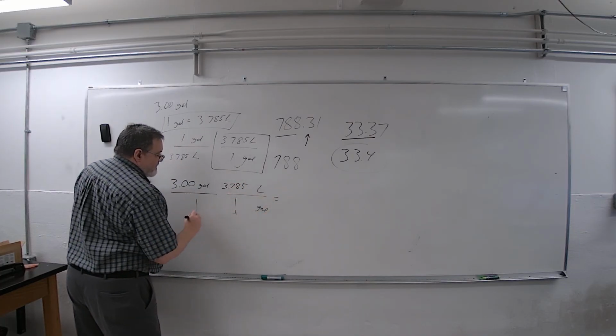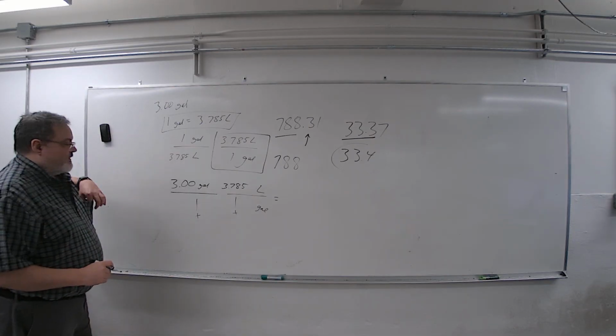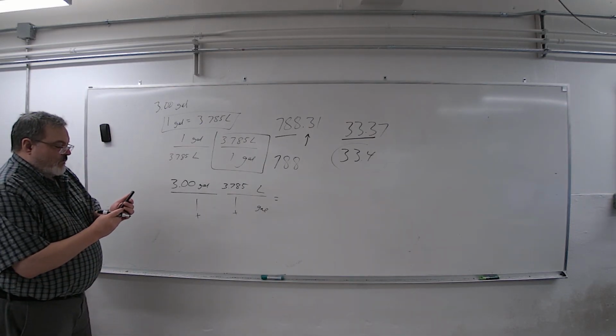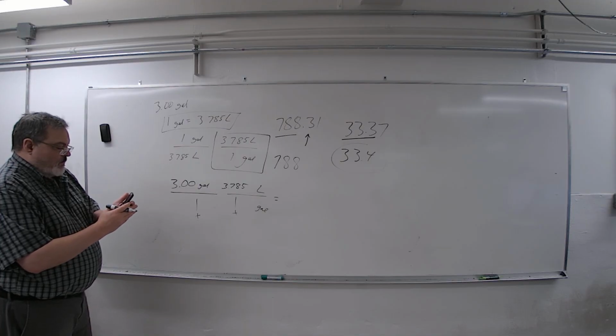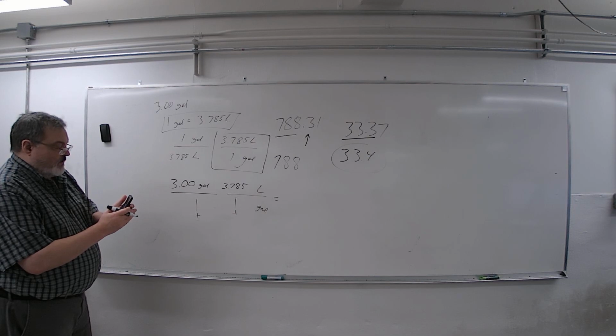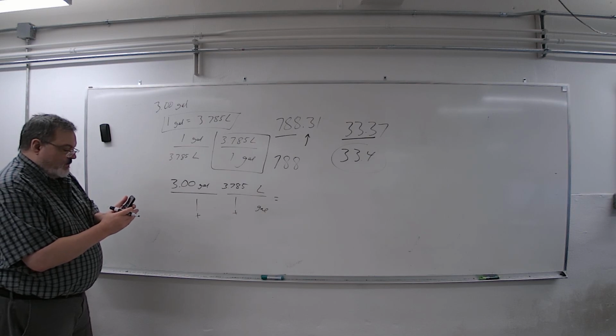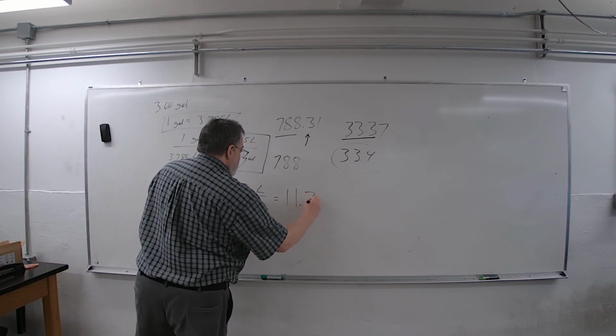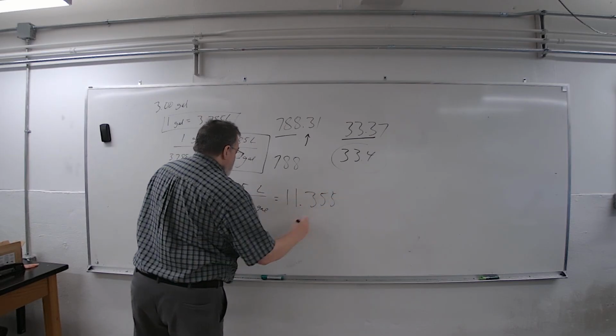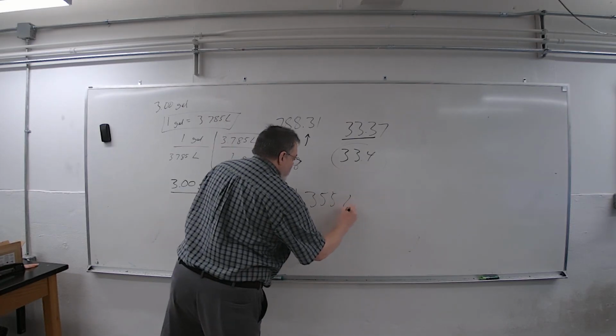This is exact, so we don't need to consider those for significant figures. From here it's multiplication. 3.00 times 3.785, my calculator says, and of course the gallons cancel, so we're in liters.